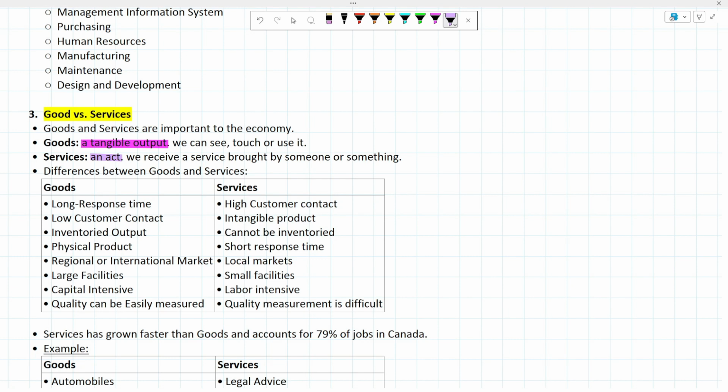Differences between goods and services. So let's look at goods. It has a low response time, low customer contact, inventoried output. You have a physical product, and a regional or international market.